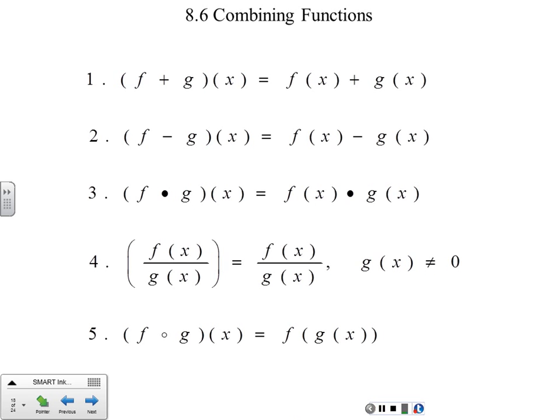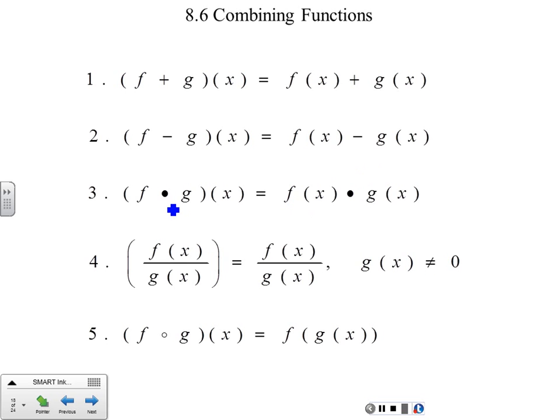So basically, combining functions, we're going to add them. If we have 2 functions, f of x and g of x, and you see it written like this, it says to take f of x and add it to g of x. F of x plus g of x. Subtraction, same thing. F of x minus g of x. Now you know f of x and g of x are just polynomial functions. So you know how to add polynomials, right? Combining like terms. You know how to subtract them.